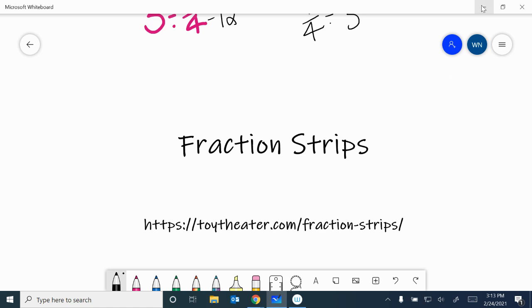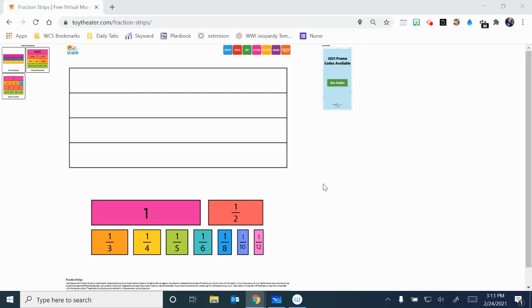So for fraction strips, we are going to go to Toy Theater just like we did yesterday. For today, we are going to make sure that we use our fraction strips that are on our desks because we're really going to need those today. They're really going to help you out quite a bit. All right, so let's take a look at our first problem right there on your notes sheet.